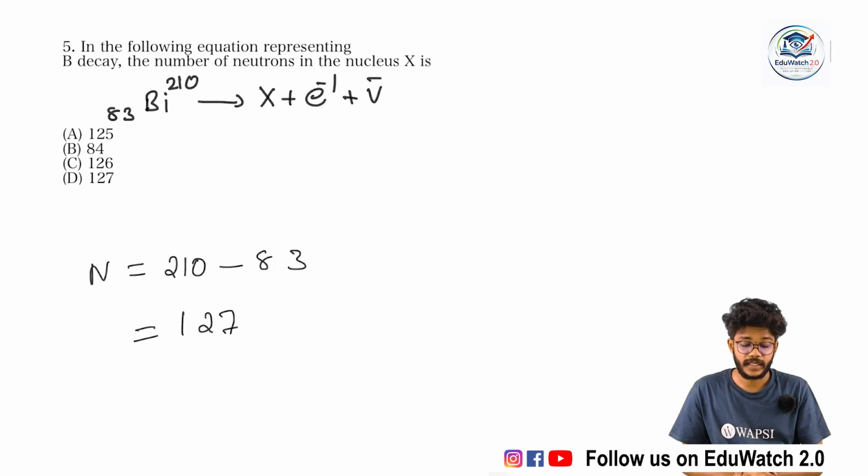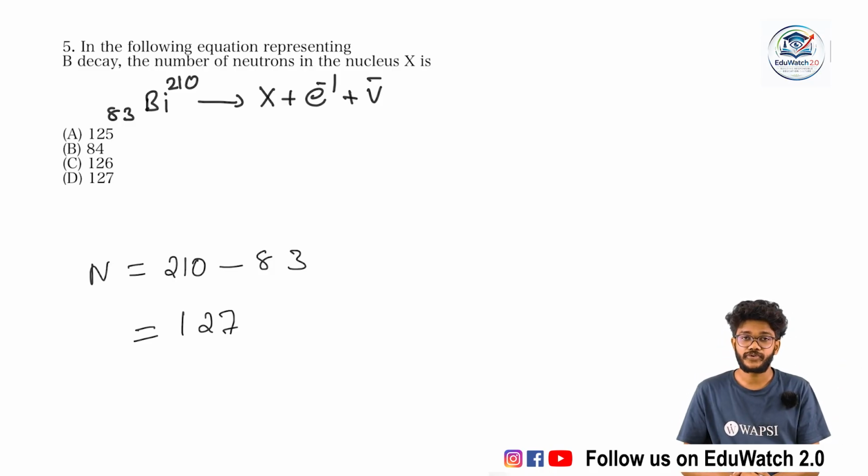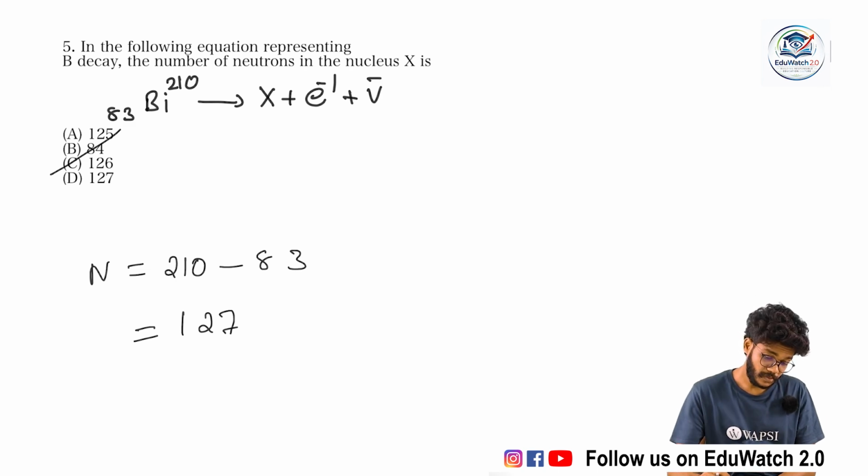But on the right side, there is an electron and a neutrino. An electron and a neutrino are generated. From where are the electron and the neutrino generated? It is from the decay of one neutron. So one neutron is transformed into an electron and a neutrino. So in X we have only 126 neutrons. So option C is the correct answer.